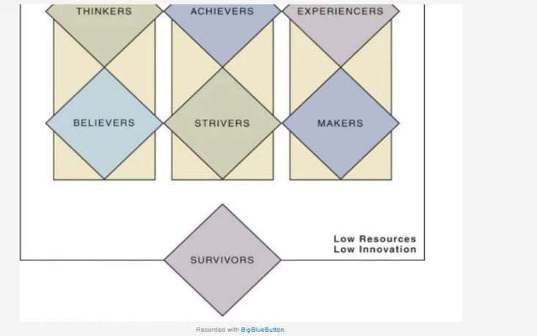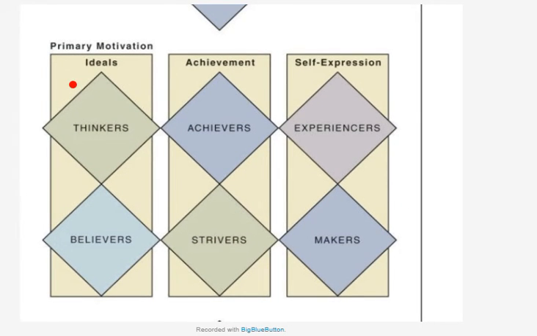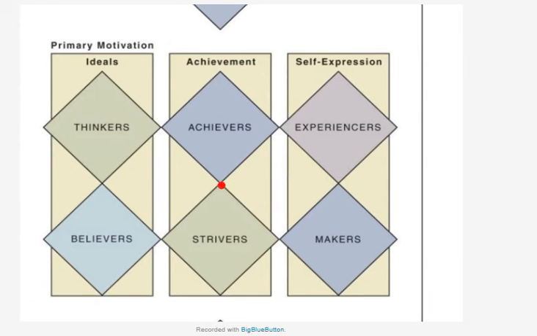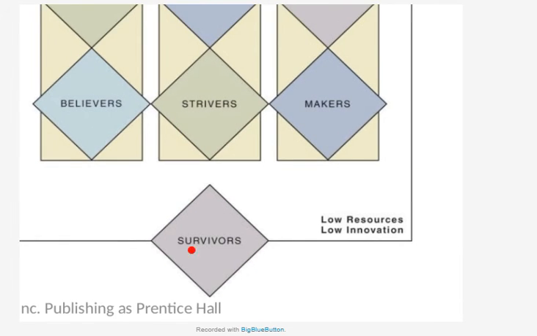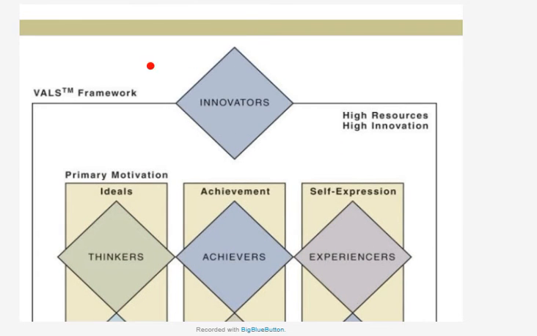You will see here the three primary motivations, which are ideals, achievement, and self-expression. And then the resources that the individual might have to draw upon. The lower-resource consumer is at the bottom, labeled here as survivor: low resources and low innovation. And the higher one is called innovator: high resources and high innovation.